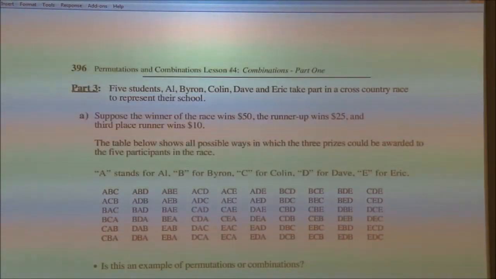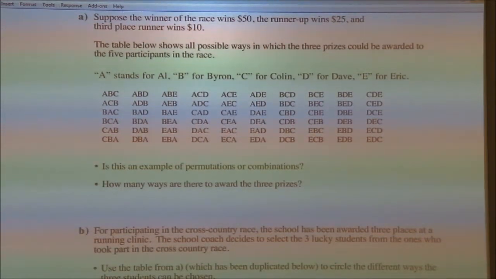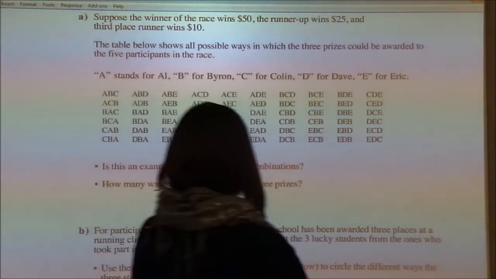So 5 students, Al, Byron, Colin, Dave, and Eric, take part in a cross-country race. The winner of the race wins $50, the runner-up wins $25, and the third place runner wins $10. So this table below shows all the possible ways in which the 3 prizes could be awarded to the 5 participants. Is this a permutation or a combination? Does it matter who's picked first? Yeah, because who's picked first gets how much money? $50. So I want to be the first prize winner, not the third prize winner. So this would be a permutation.